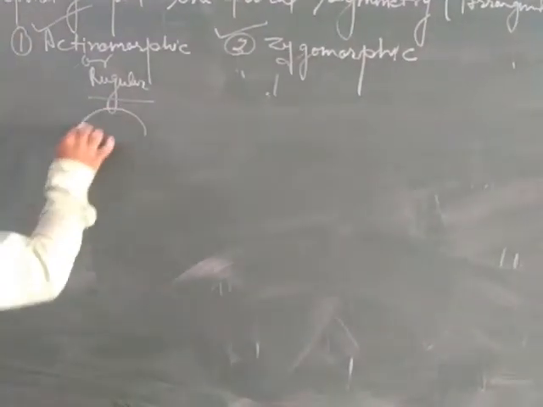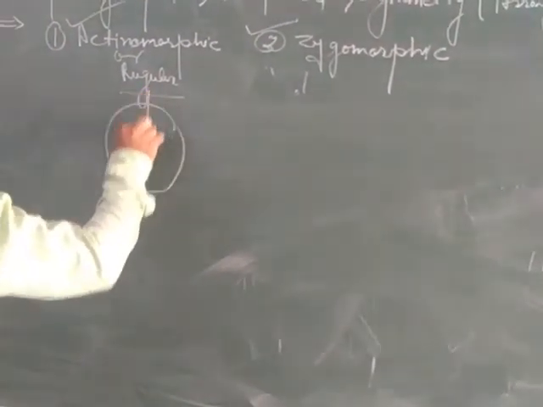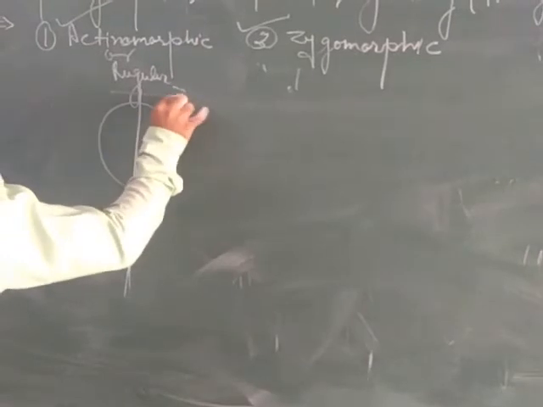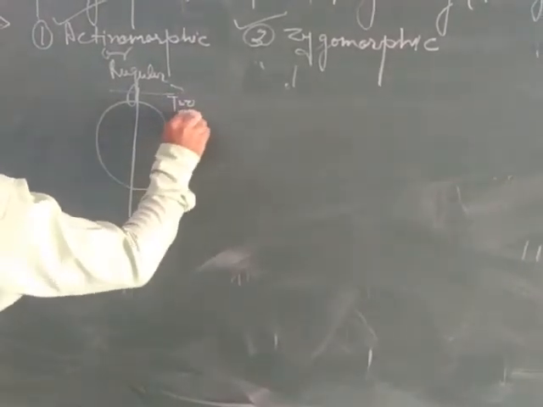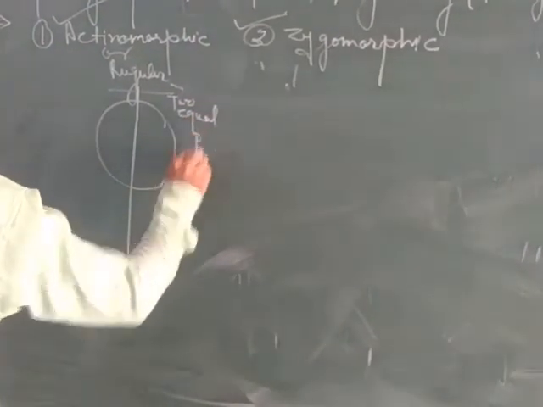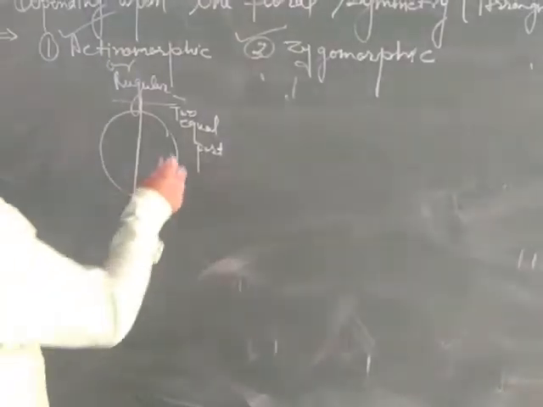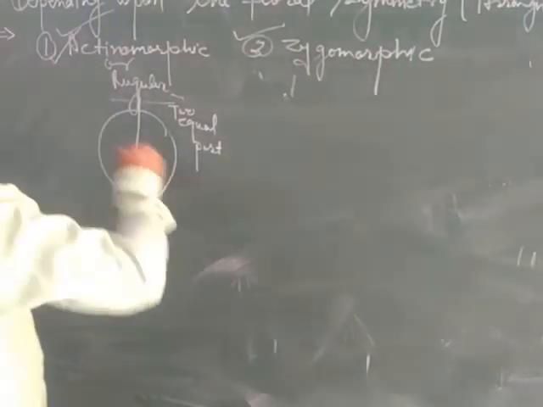According to actinomorphic, when a flower can be divided into two equal parts, this condition is called two equal parts. When the floral parts can be divided into two equal parts, meaning each floral part is in pair form, then we can divide it into two equal parts. This is called actinomorphic condition.